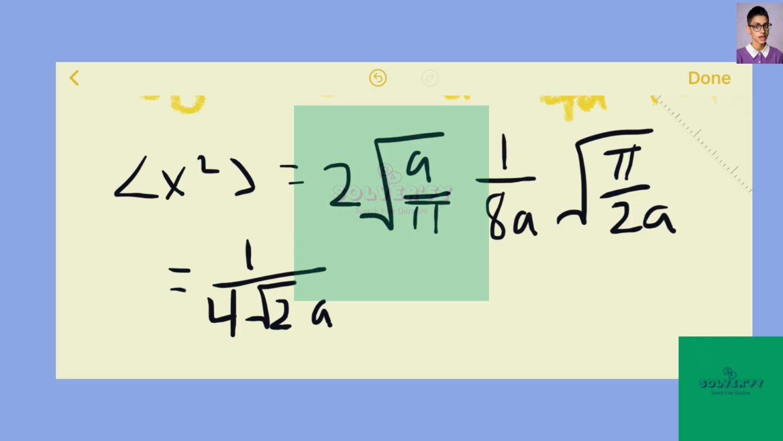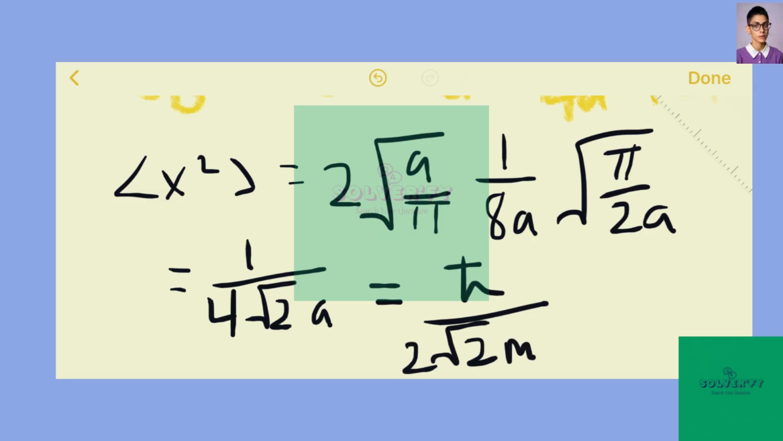Plugging in the value of a, this gives us an expectation value of x squared as h bar over 2 root 2 times m omega.